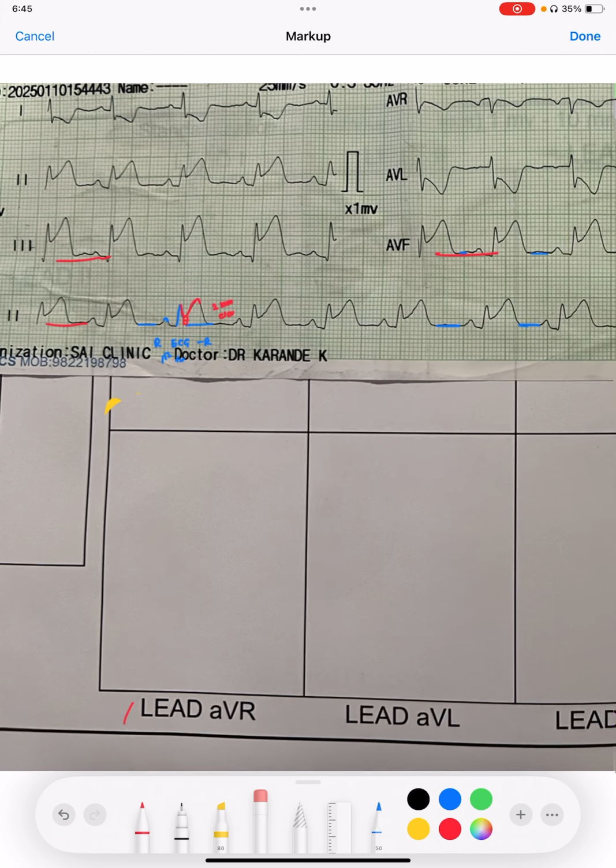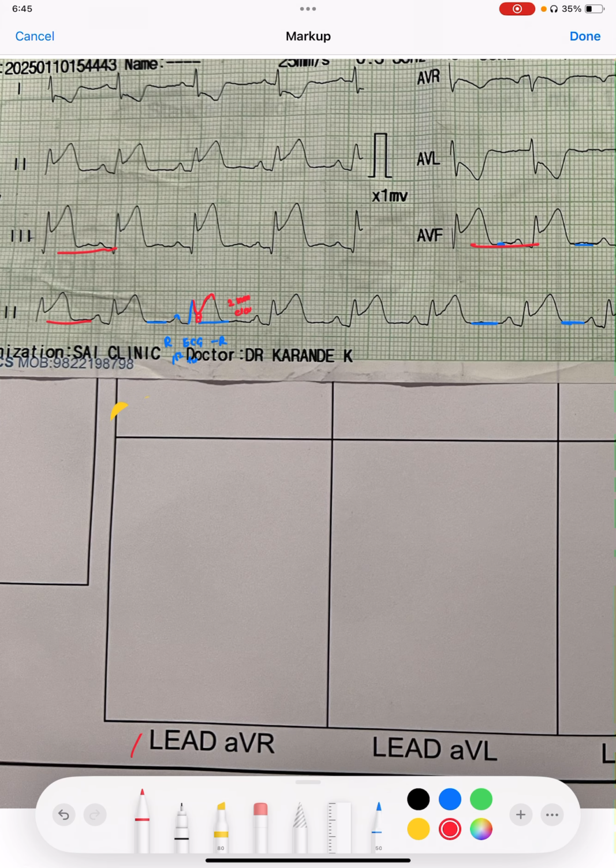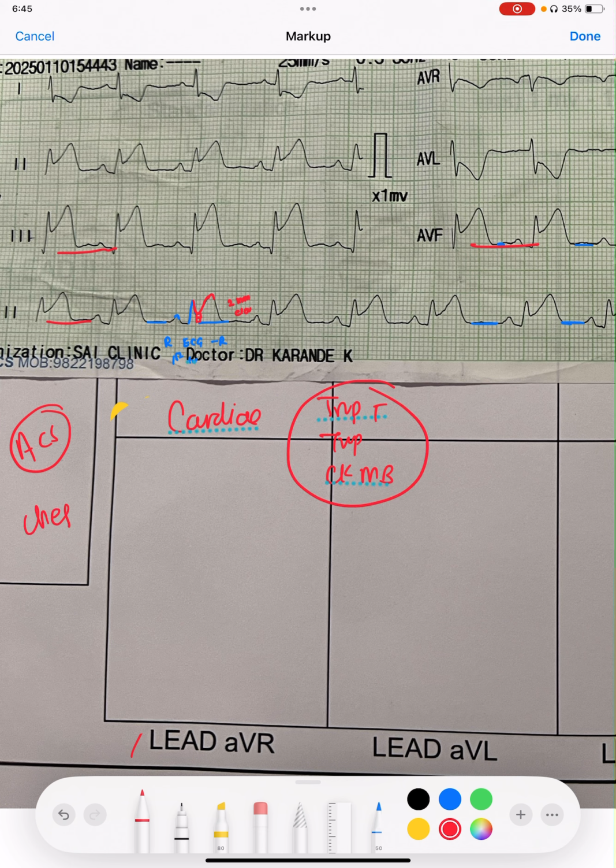Suppose the patient doesn't have ST elevation, we still consider acute coronary syndrome. Then there is a role of the cardiac markers. In cardiac markers, troponin T, troponin I, or CKMB, these are the three cardiac markers which we can send. So we know the patient had chest pain and ECG showing ST elevation as in this ECG. It means patient has ST elevation MI, means patient has heart attack, means we have to treat the patient.